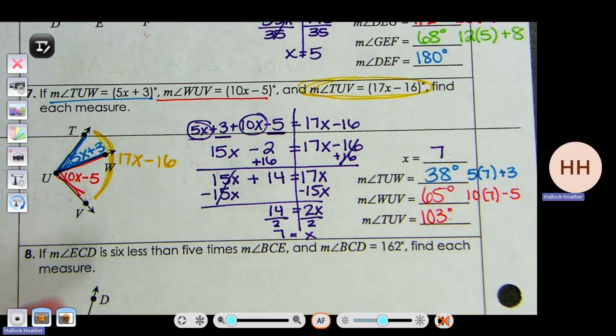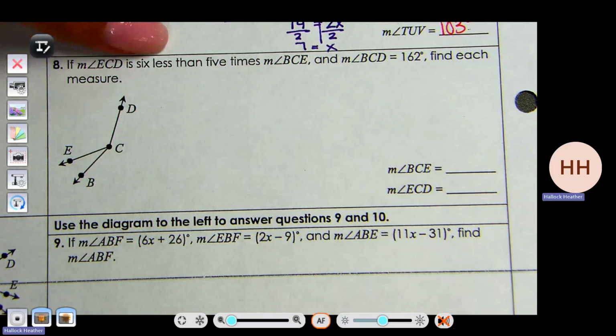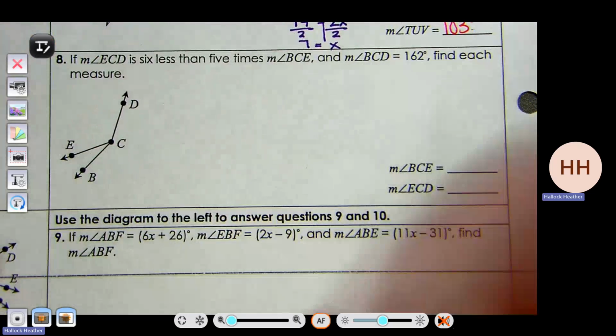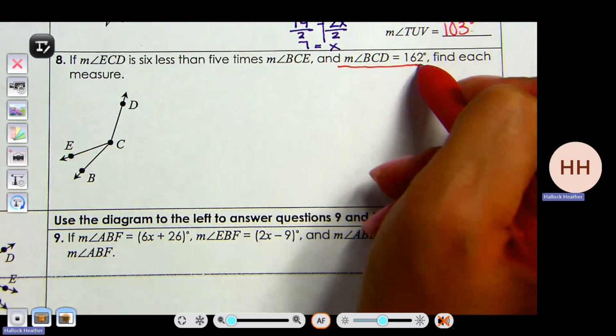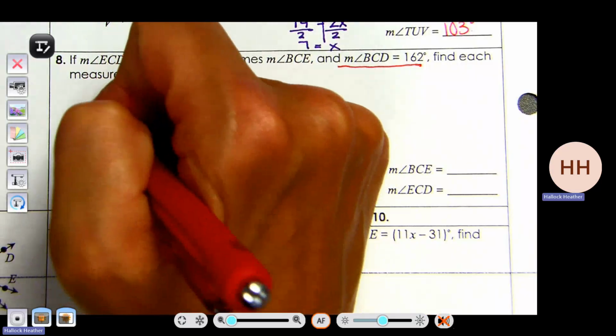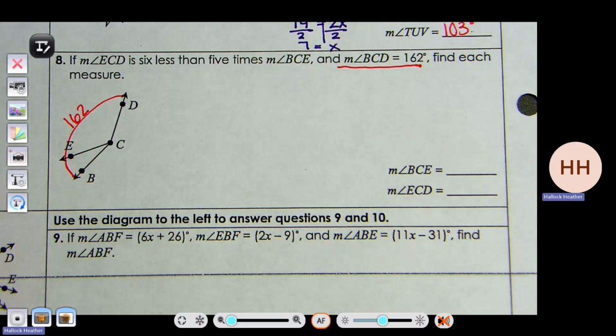Okay, so let's do number 8. We're doing number 8 and 10, and that's it. So 8 says if the measure of ECD is 6 less than 5 times the measure of BCE, which I know you guys love these kind of questions, and BCD, at least this is a number, is 162. So let's put that in our picture because we understand that. BCD, this whole thing, is 162 technically degrees. I need to find the measure of each angle.